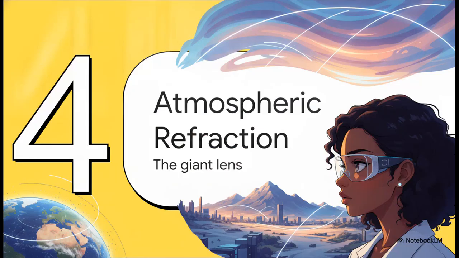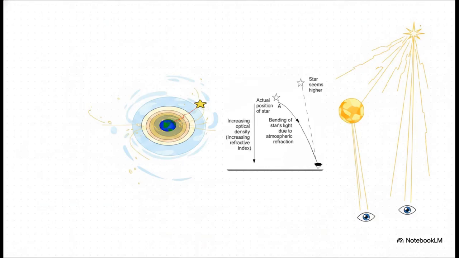Section 4. Atmospheric Refraction Illusions. The atmosphere as a giant lens. It turns out our atmosphere isn't just empty air. It's a giant, shifting blanket of varying optical densities, acting as a massive, unpredictable lens.